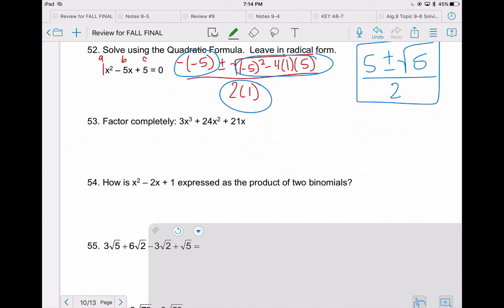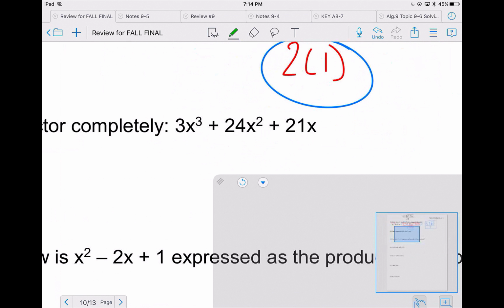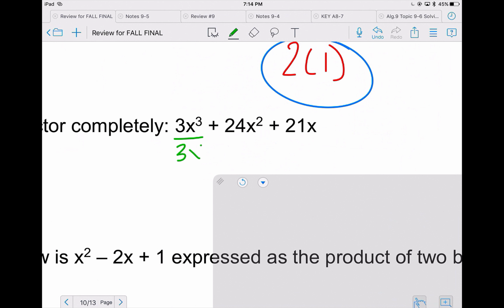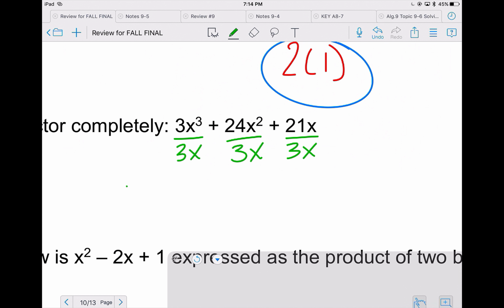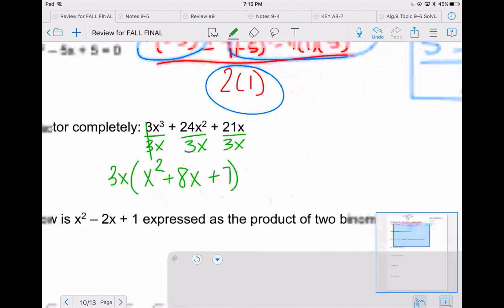53 asks for us to factor completely. I have something in front, and I need this to be an x squared. Whatever I take out of one, I have to be able to take out of all of them. If I take out a 3 and an x, if I divide it out, x cubed divided by x is x squared. So now I have my normal first term. 24 divided by 3 is 8x, and then the plus 7.